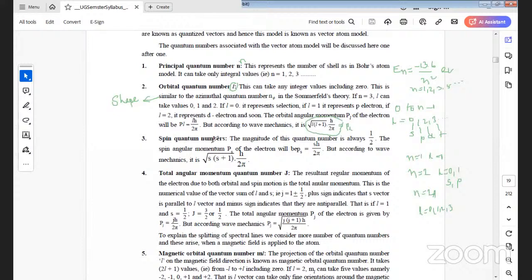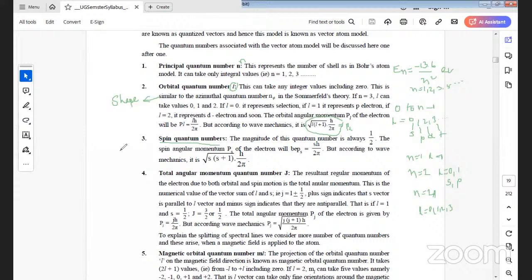So here we have the spin quantum number, one more which is associated with this vector atom model. This quantum number has been introduced to account for the spin of the electron about its own axis.